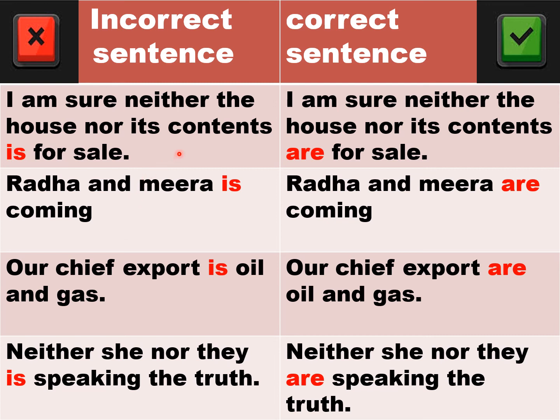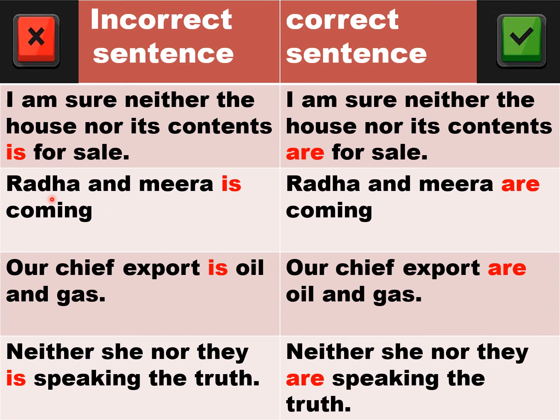So, the rule is, when we have singular and plural subjects, we must use the verb form of the subject that is nearest the verb. See, this is the word nearest to the verb. This is plural, so we must use the plural verb. I am sure neither the house nor its contents are for sale. Here, they is plural, so we must use are. Neither she nor they are speaking the truth.